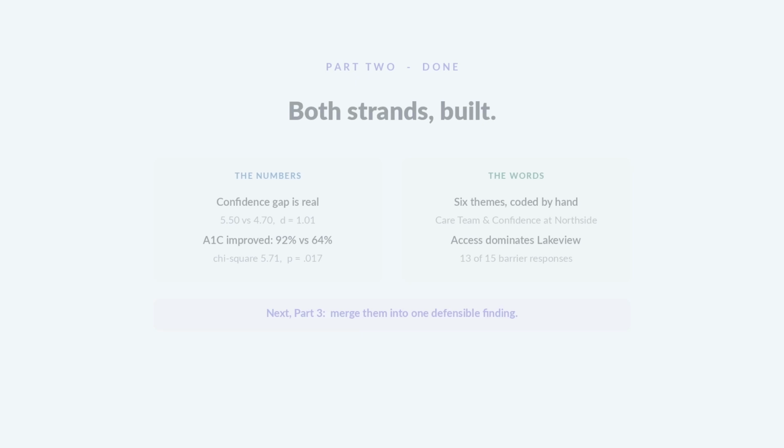So now we have both strands. On the numbers, a real and large confidence gap favoring Northside and a significant difference in who improved. On the words, 6 clear themes with the access barriers concentrated at Lakeview. Each strand tells part of the story. Neither one tells all of it.